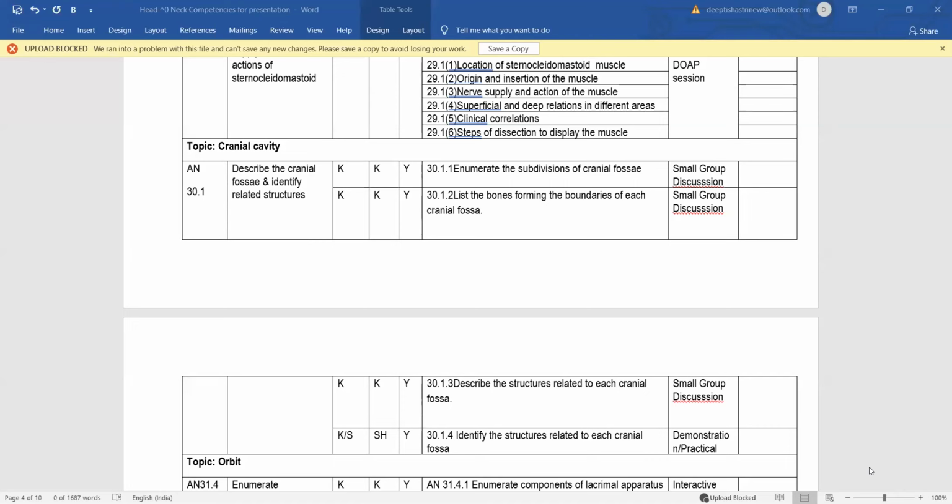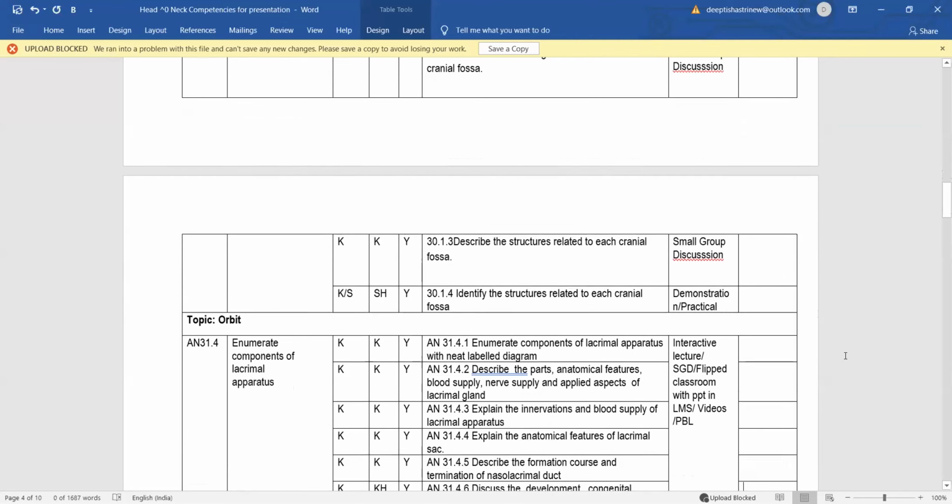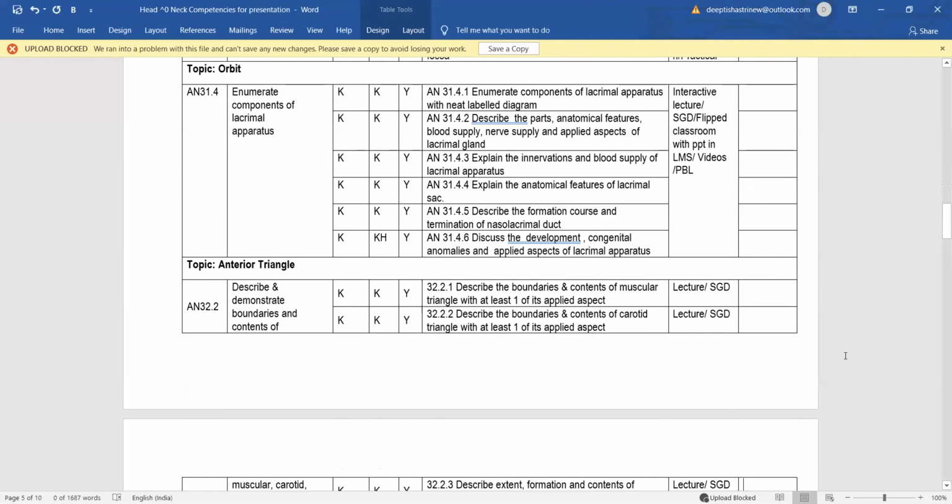Okay. Next, shall we see 31.4? Anyone would like? Praveen sir, you have raised your hand. Yeah, I wanted to comment on the previous one, 30.1.4. Can you just scroll?